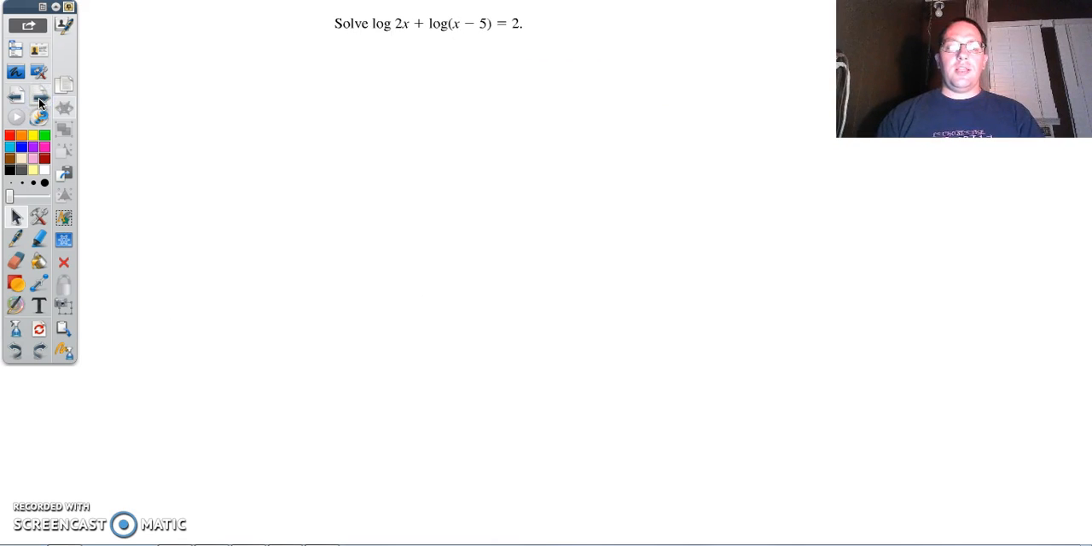So let's take a look at this one. A little bit more complicated because we have two logarithms on this side being added together, and we have this 2 over here. So I couldn't just move this over because I'd have a 2 in the way. Now, if you'll notice, our logarithms are both common log, right? Common log of 2x plus common log of x minus 5. So our bases are the same. If our bases are the same, we can use those logarithm properties we learned about in the previous section and combine these into a single logarithm.